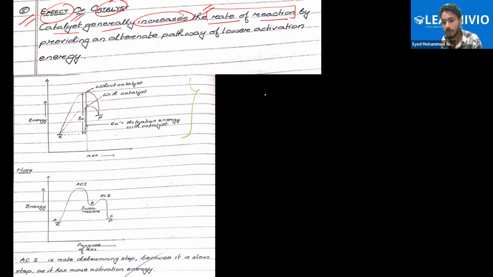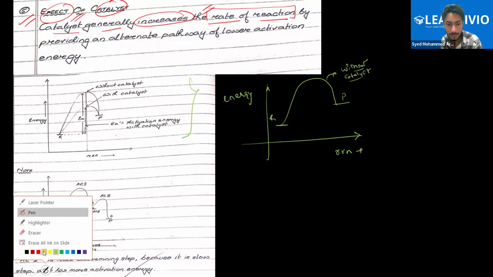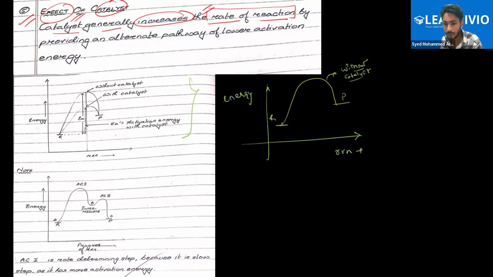Okay, fine. So, how will the graph of my energy and my progress of reaction change if the catalyst is introduced in the reaction? So, see again, this is the reactant and this is the product. This is before the addition of the catalyst, without catalyst. This is the reactant, this is the product. But when I put the catalyst into the reaction, then the reaction would be like this.